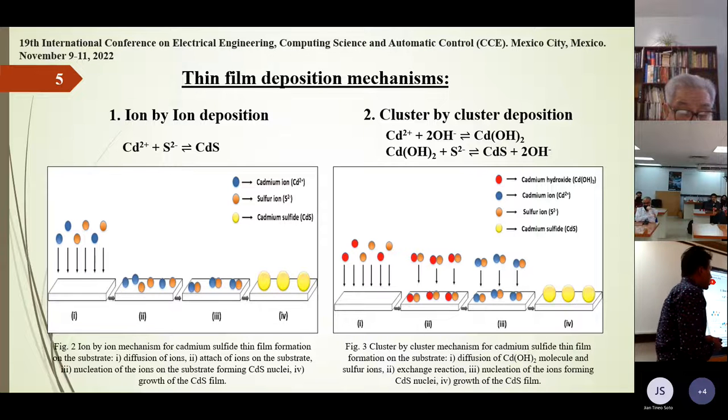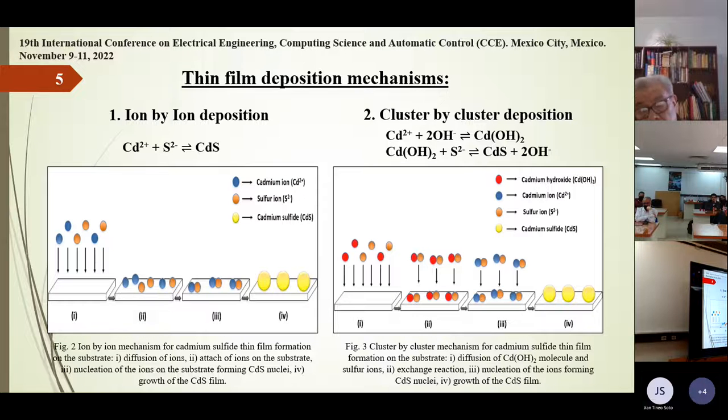The second one is cluster by cluster deposition. Here, first the metal hydroxide, normally cadmium hydroxide, and the sulfur ions are deposited and attached on the substrate. They then go through chemical reactions, which you can see in the scheme, which form cadmium sulfide directly by the chemical reactions. And finally, the cadmium sulfide grows. So ion by ion is a heterogeneous reaction, and cluster by cluster deposition is a homogeneous reaction.